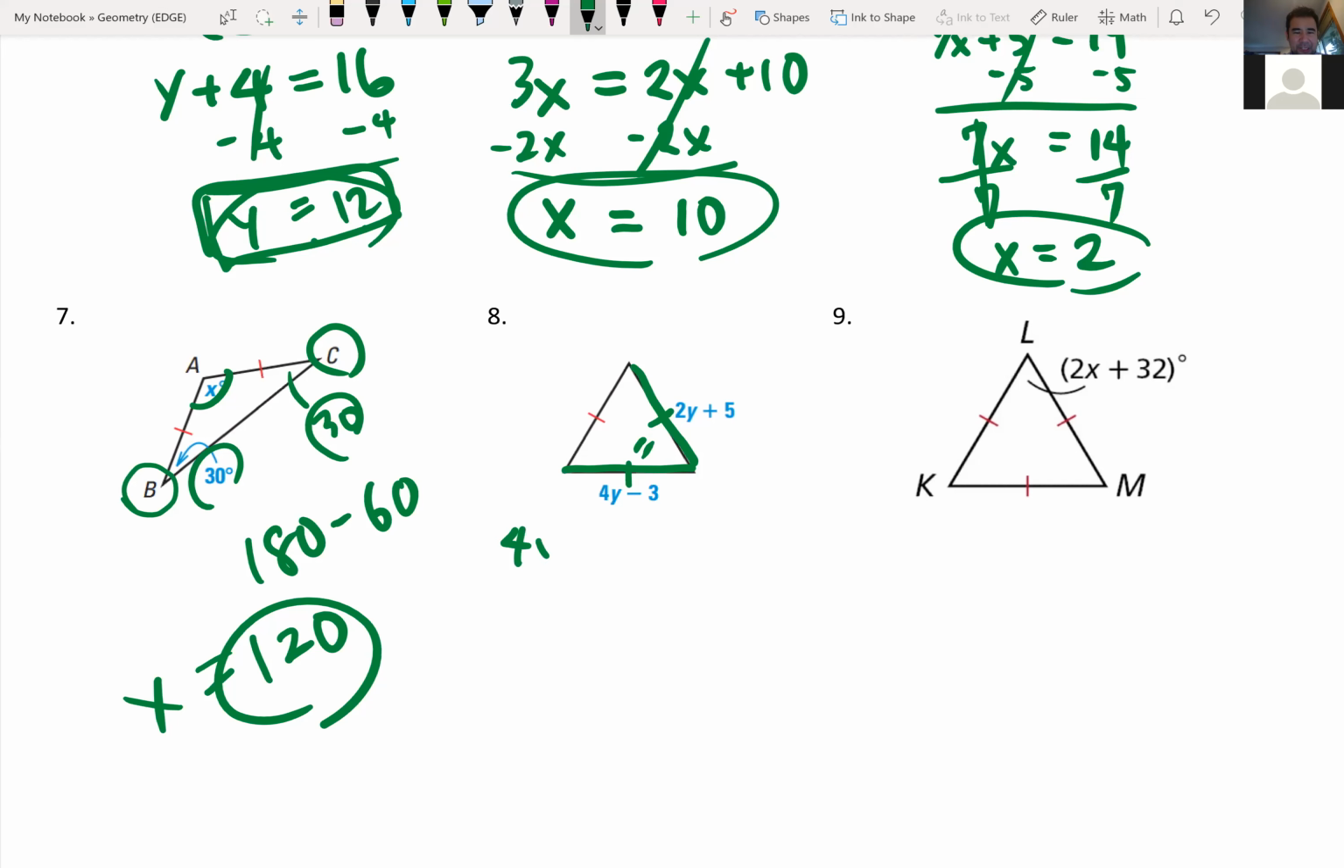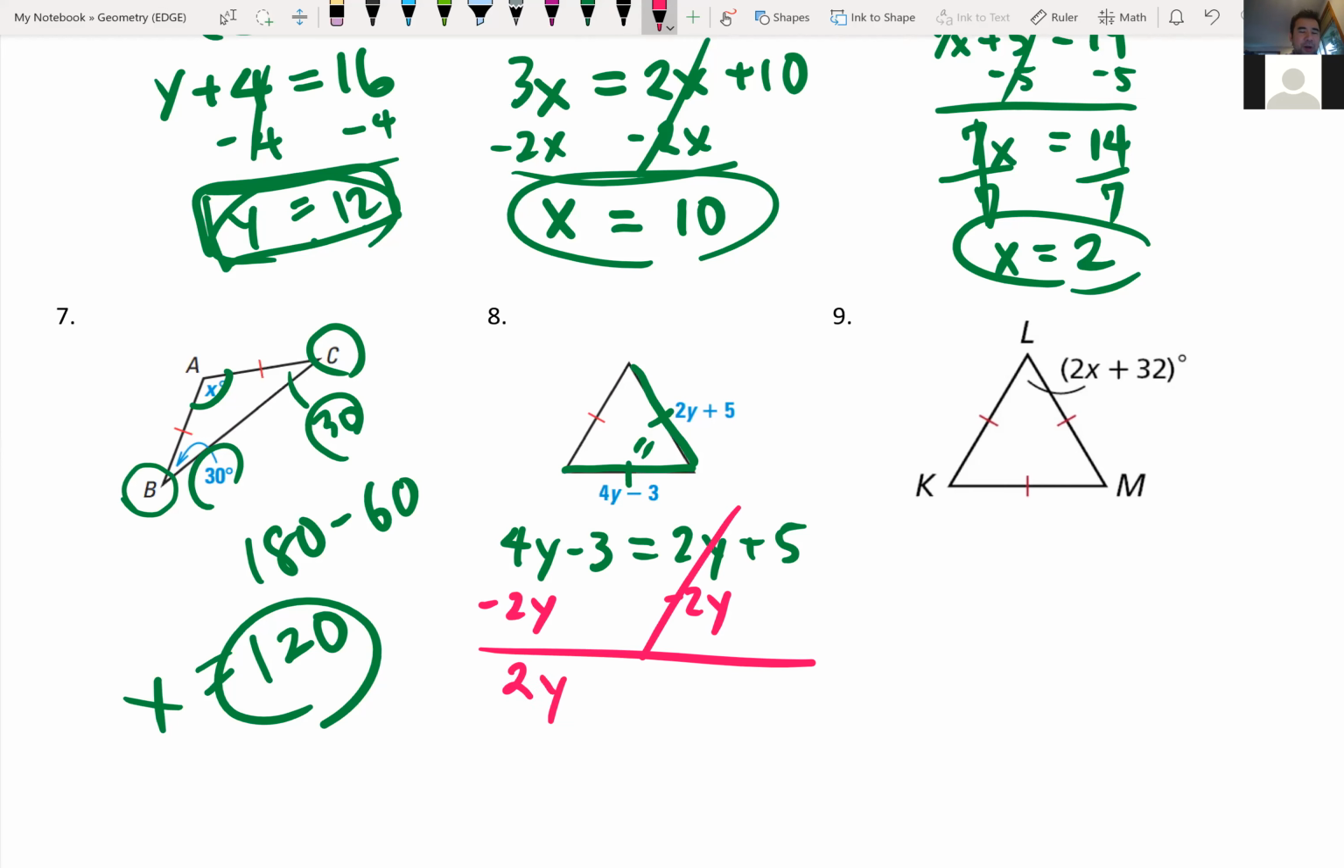So you're going to set 4y minus 3 equals 2y plus 5. And we're going to solve that. We've got y on the left side, y on the right side. Let's get rid of the smaller y, 2y. So you subtract both sides. So now you've got 2y minus 3 equals, and that's gone, 5.